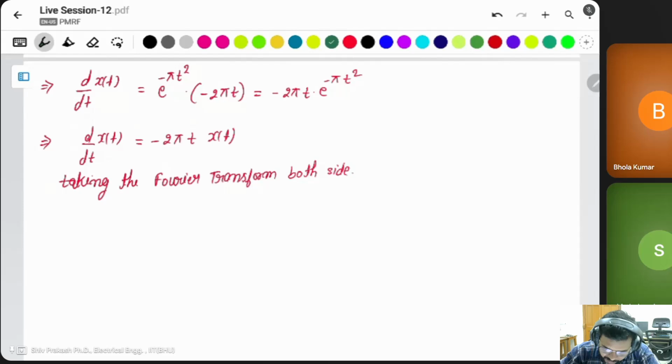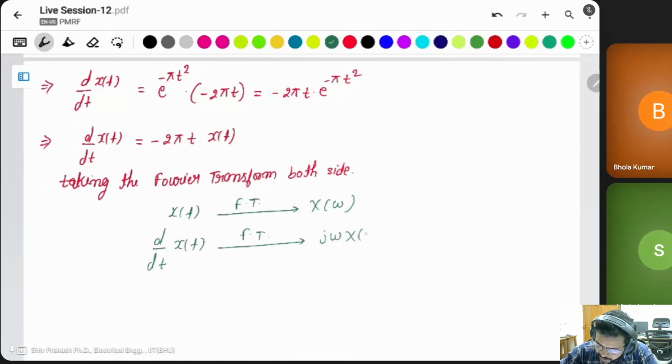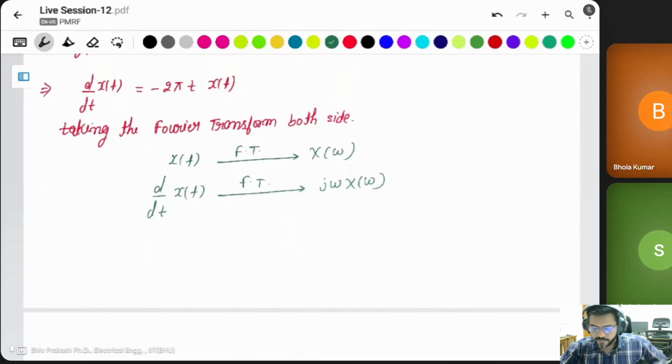Here you know about the x(t). By the properties, if x(t) has a Fourier transform X(omega), and you differentiate it, the Fourier transform of this function is equal to j omega into X(omega). If there is a differentiation in time domain, then in the frequency domain you can simply multiply by j omega. This is the property of differentiation in time domain.